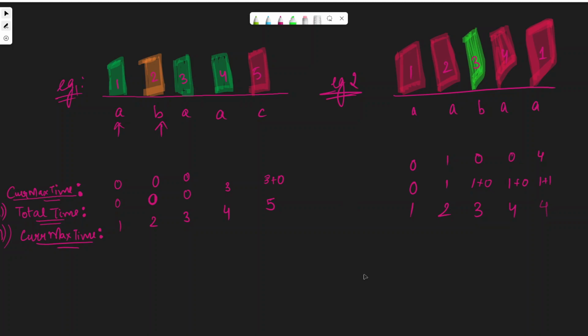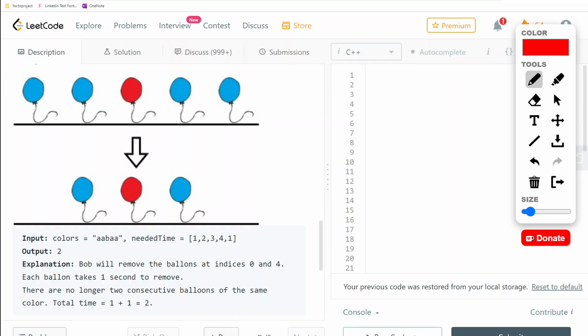So this was all the explanation for this particular question. After this explanation, you can think that the time complexity for the same is basically order of n, and the space complexity, as we are not storing anything, is order of 1. So let us go ahead with the coding part for this particular question.